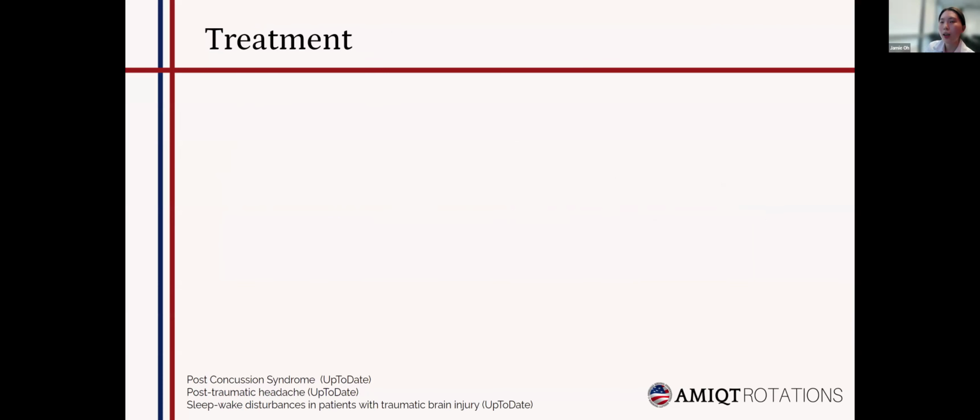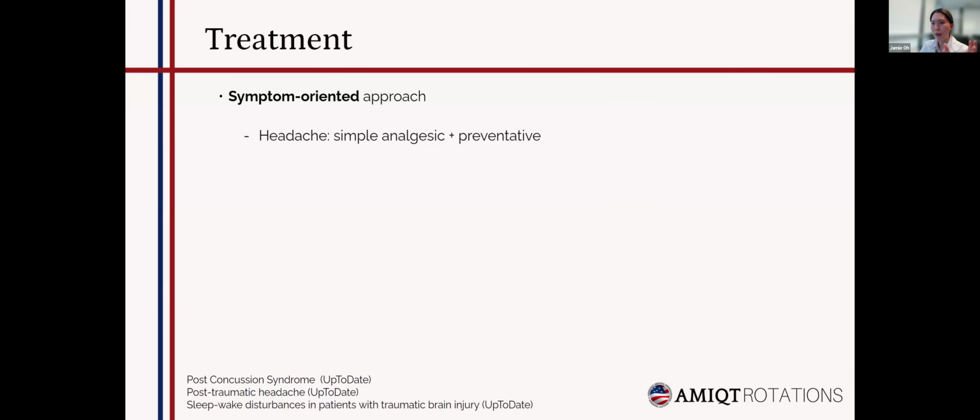Moving on to treatment of mild traumatic brain injury. The principle is the same as evaluation. You adopt a symptom-oriented approach. If someone has headaches, then you identify what type of primary headache their headache resembles, and you treat as per the primary headache protocol. The initial first-line management is to give them a simple analgesic such as ibuprofen or acetaminophen, and then give them a preventative as per the primary headache protocol. If they have migraine-like headaches, then you give them propranolol or topiramate.